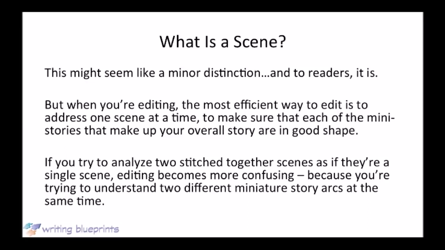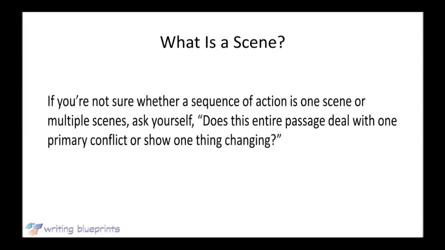So if you try to analyze two scenes that have been stitched together as if they're a single scene, it becomes more confusing. You're trying to tackle two different story arcs or two changes that are being shown to the reader and looking at them as if they're one thing. And that's the main reason you want to understand this distinction, so that you don't get confused when you're trying to figure out if your scenes are working or not. And if you're not sure whether a sequence of action is one scene or multiple scenes, you can ask yourself, does this passage deal with one primary conflict or show one thing changing? If it deals with two or more, it's two or more scenes.